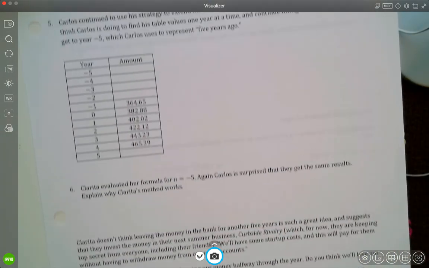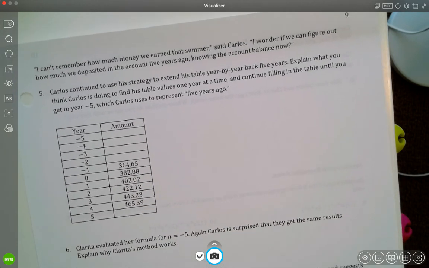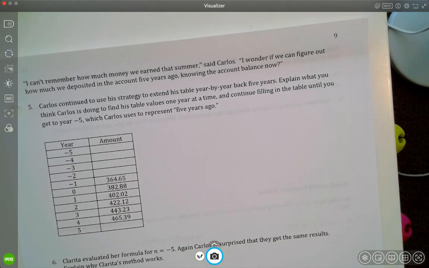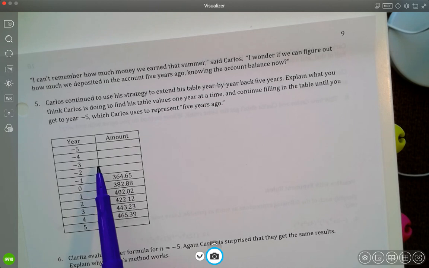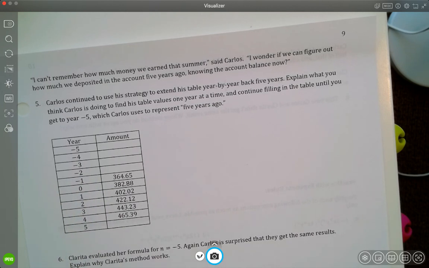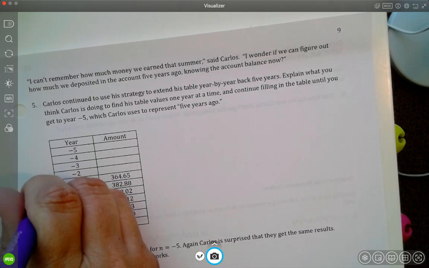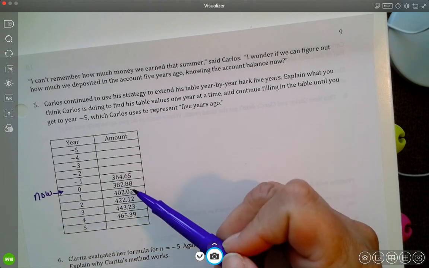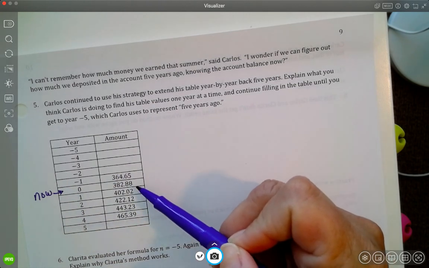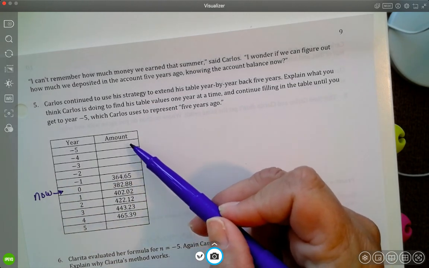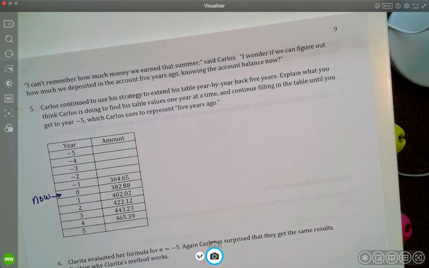So I can't remember how much money we earned that summer, said Carlos, that first summer. I wonder if we can figure out how much we deposited in the account 5 years ago, knowing the account balance now, because this is where they're at now, right? But they're saying they got to that place because they earned money 5 years ago and it's been earning interest. So how can I figure out what we started with?